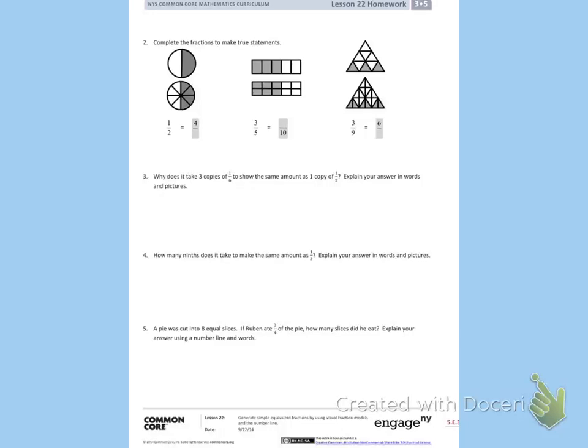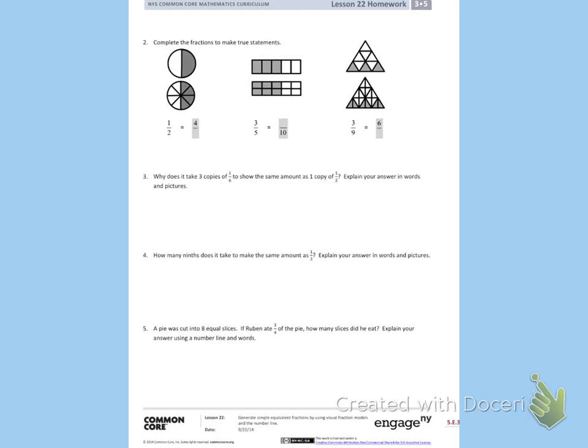Module 5, Lesson 22's objective is to generate simple equivalent fractions by using visual fraction models and the number line. Item 2 says, complete the fractions to make true statements. Let's look at the circles first.